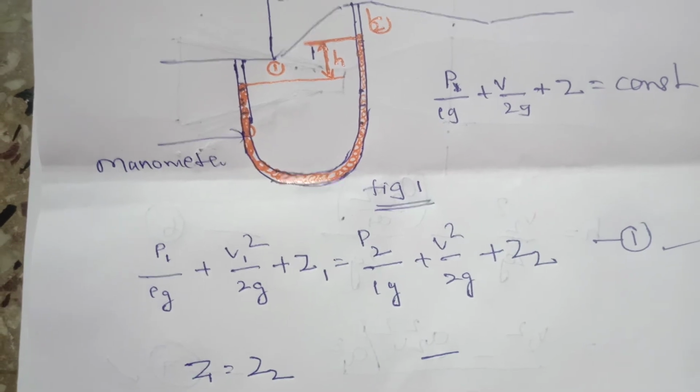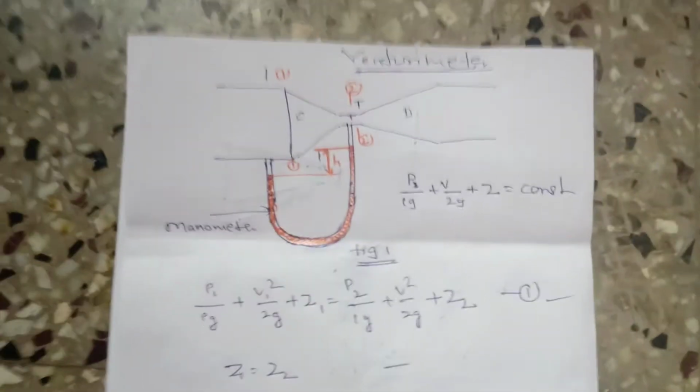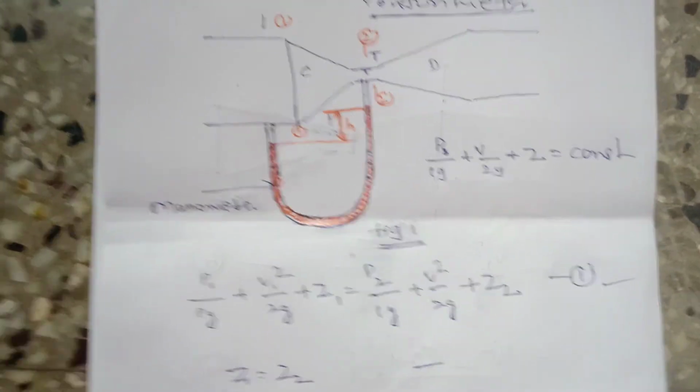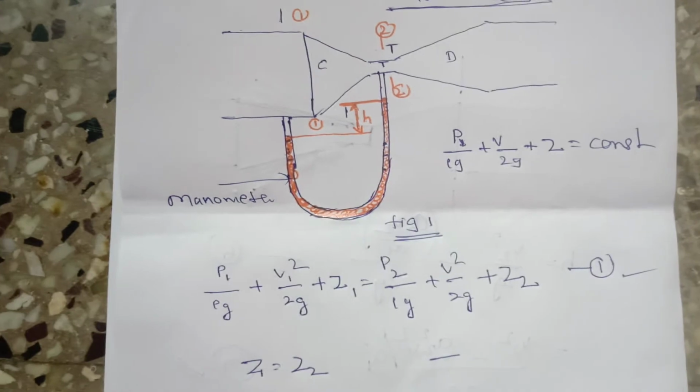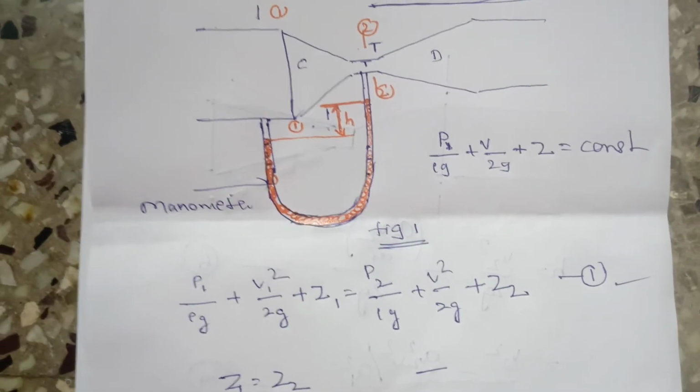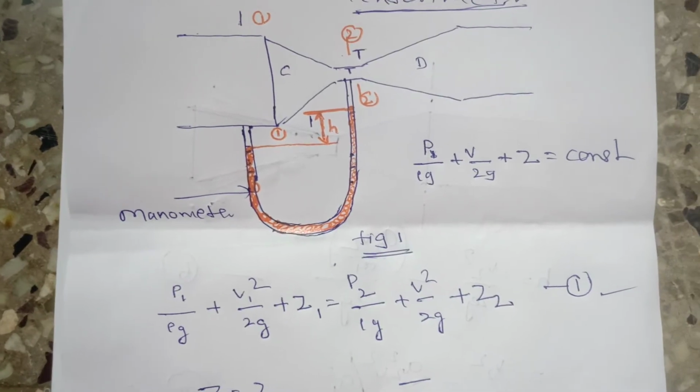Because energy head at cross section 1 is equal to energy head at cross section 2. That is the statement of Bernoulli's theorem. So this is what it says: energy head at cross section 1 is equal to energy head at cross section 2.